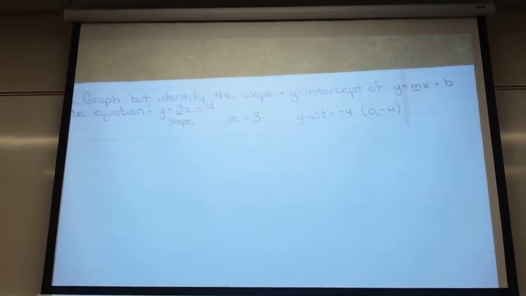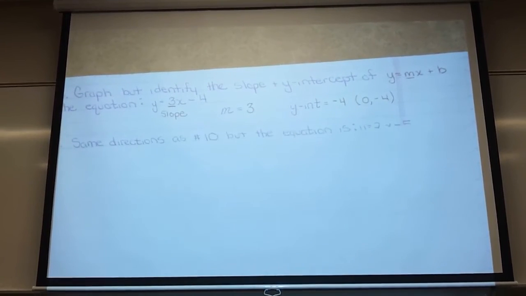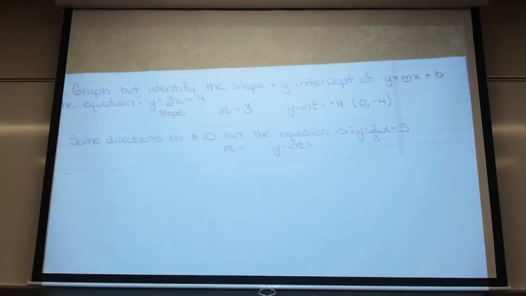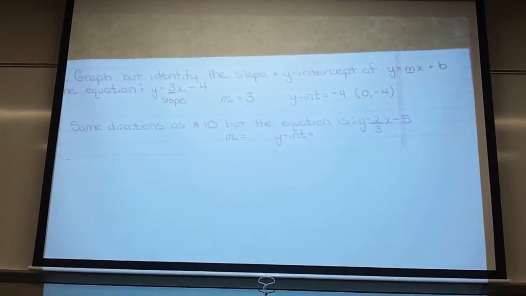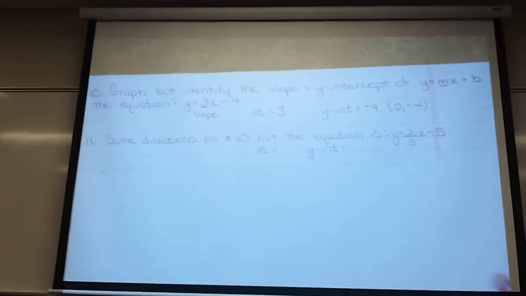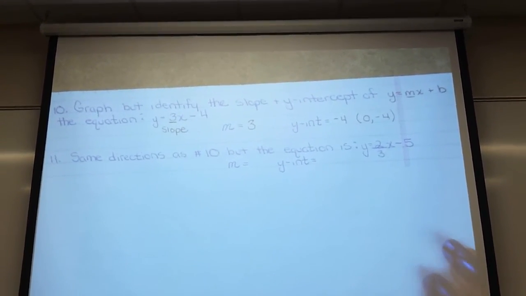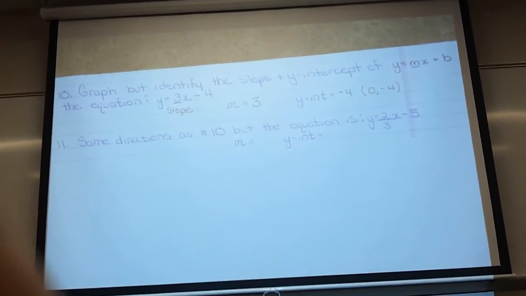Right. I remember that formula. Okay. Yeah, we did something like that yesterday. M is always a fraction. Yeah, always make m a fraction. Okay? This is the same one. Try number 11. Identify the slope and the y-intercept, then see if you can graph it.